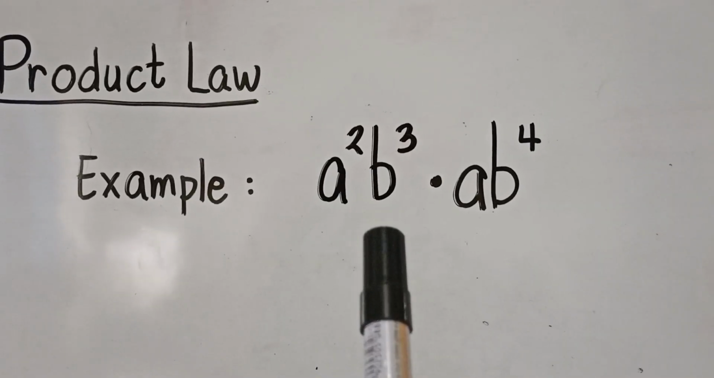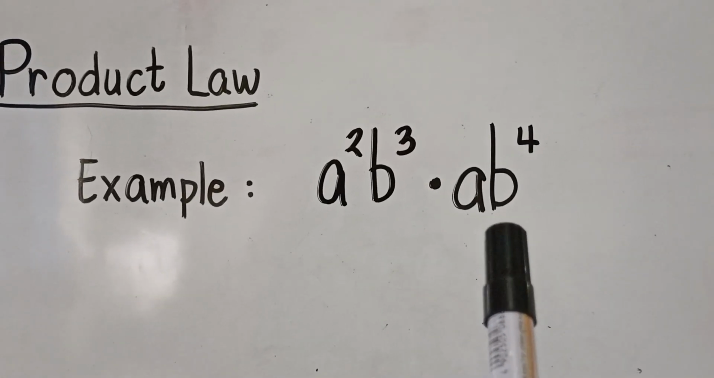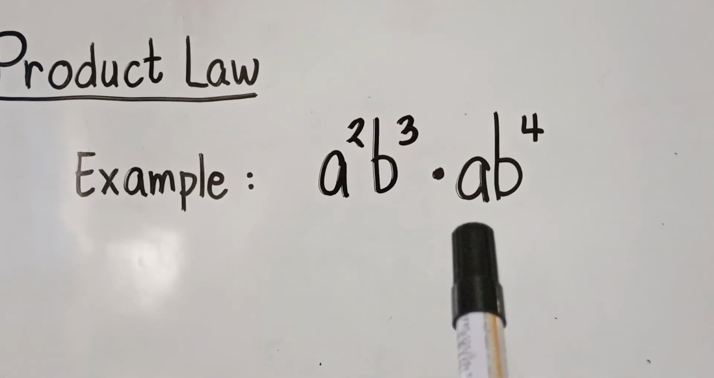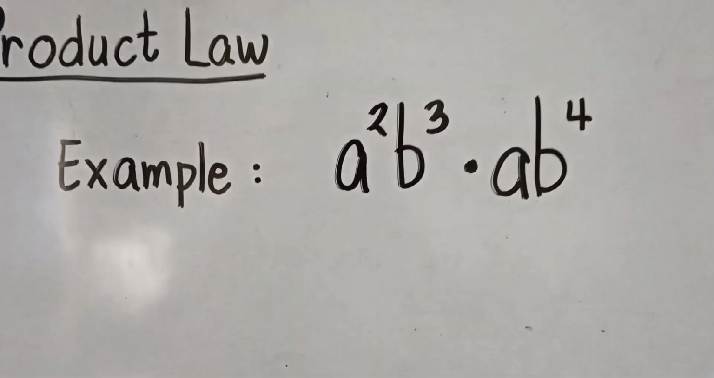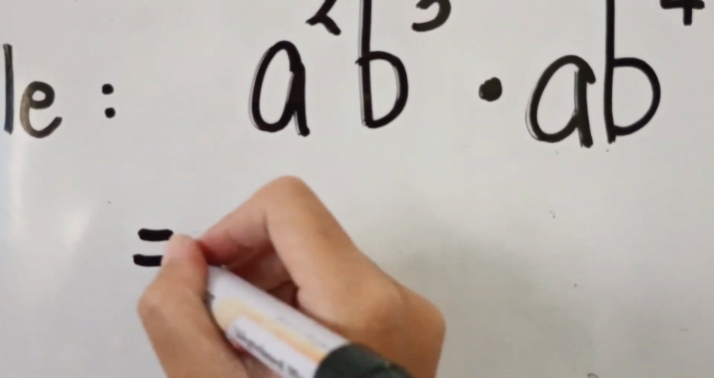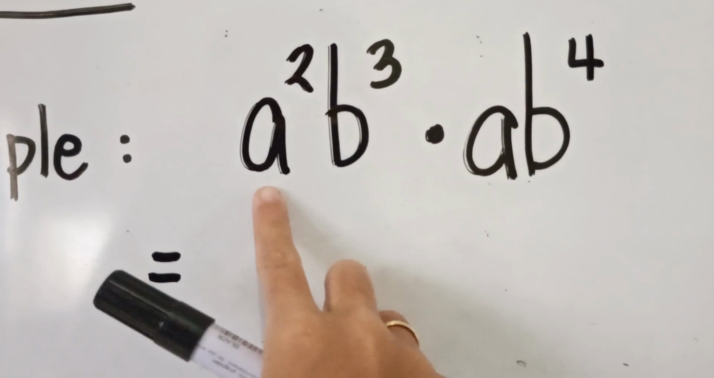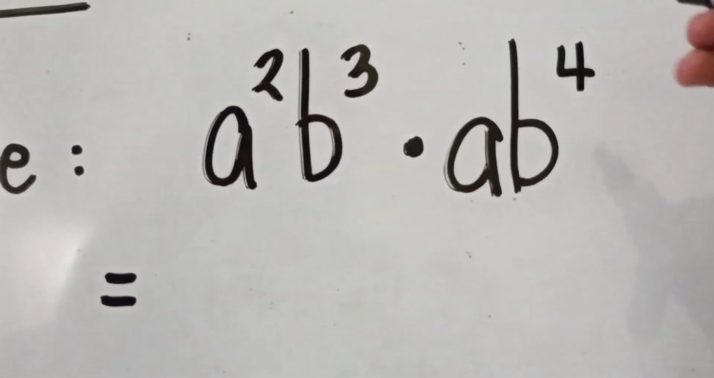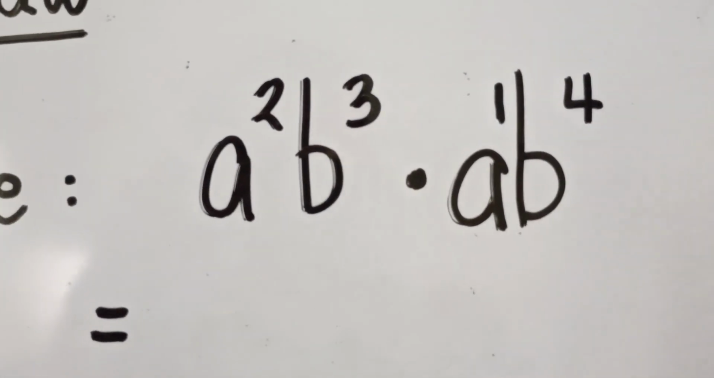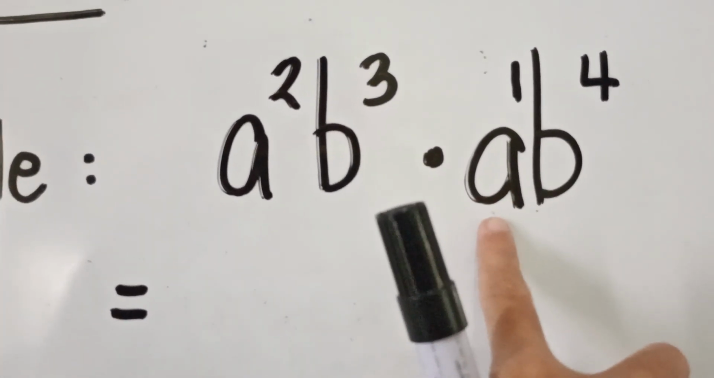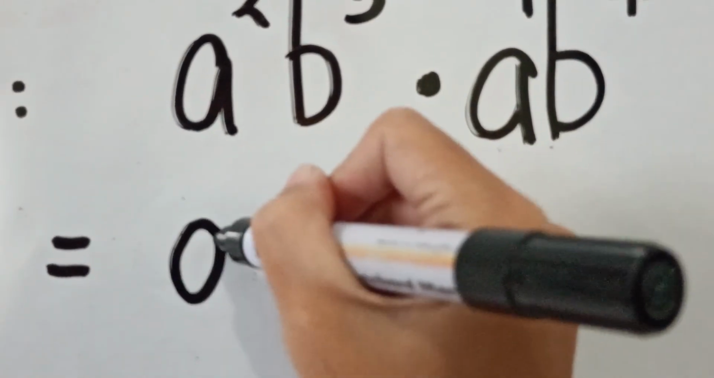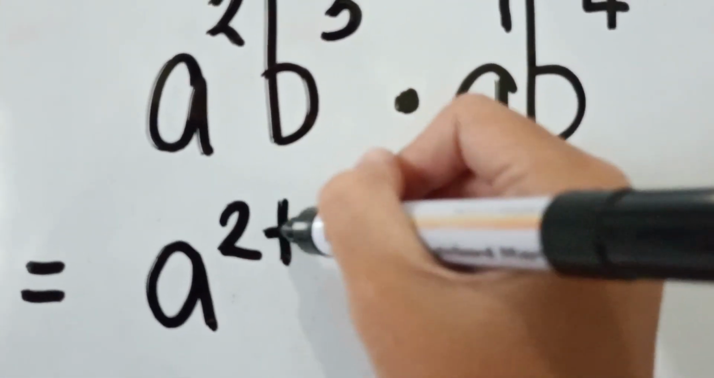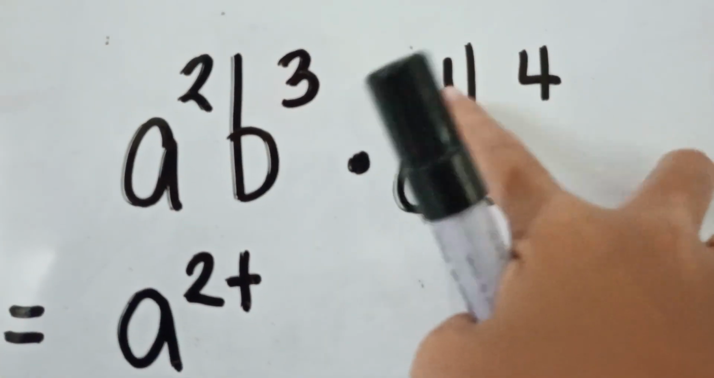Next, we have another example, a squared b cubed times a b to the power of 4. As you can see, we've got two variables in each term. So we're going to focus first on the variable a. But as you can see in the second term, the a doesn't have an exponent there, but there is an invisible one. We should remember that. So we're going to put a here, then copy the exponent 2, added with the exponent 1.